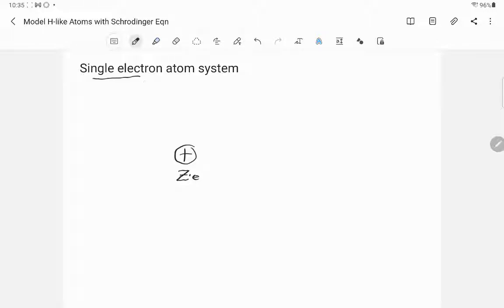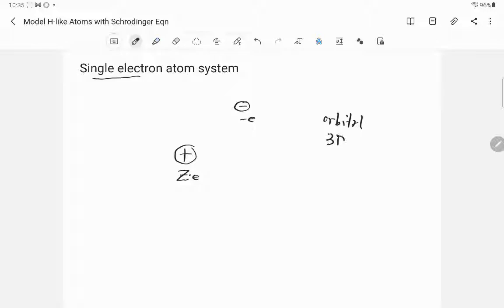And then, because it's a single electron atom system, here is the electron, and it is a negative charge, so the charge of the electron is negative e, and we'll just symbolize it as a little minus sign. And so, classically, we expect orbital style motion because these things are attracted to each other, and presumably it could go around in a cycling sense, like counterclockwise or clockwise.